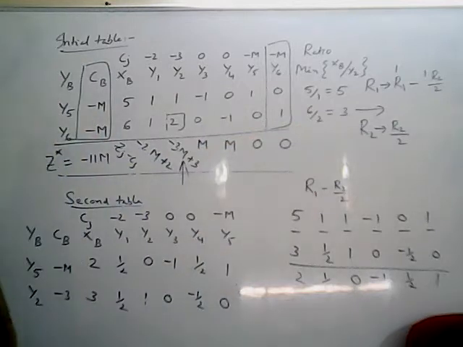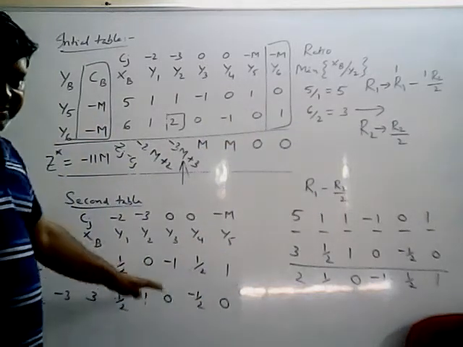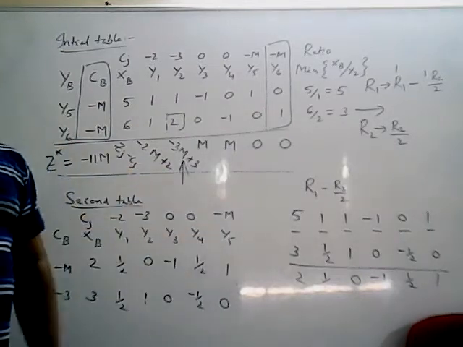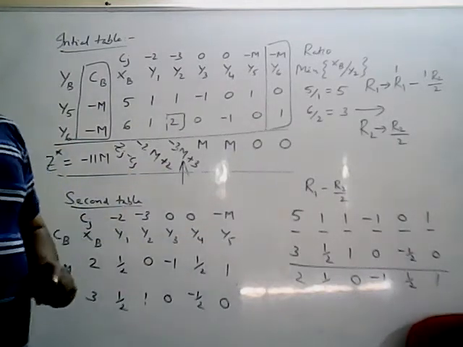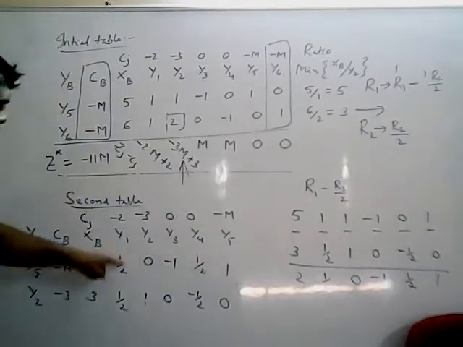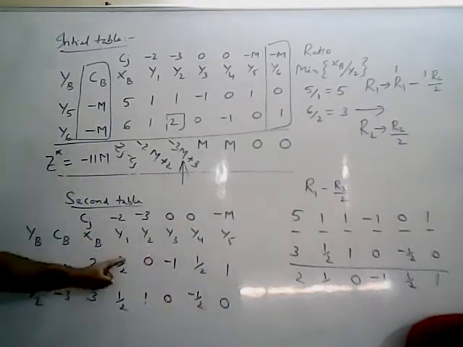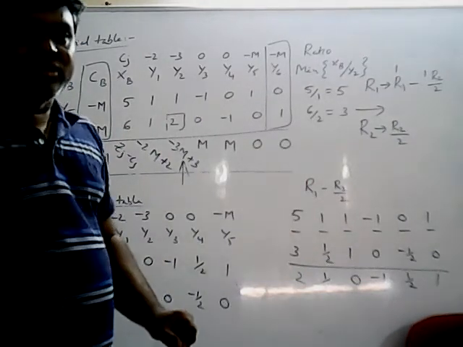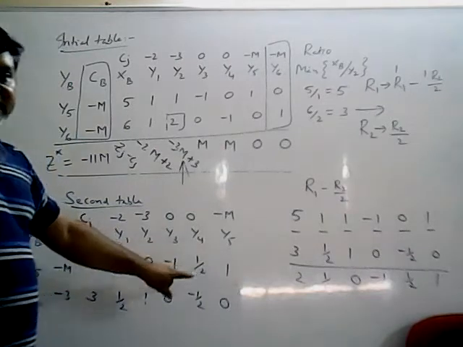And one more point you have to remember, in every table, whether it is a starting table or second table or third table, the unit matrix always exists. Unit matrix means, in this particular problem, 1 0 0 1. Every table it will exist. If it does not exist, you have made some mistake.